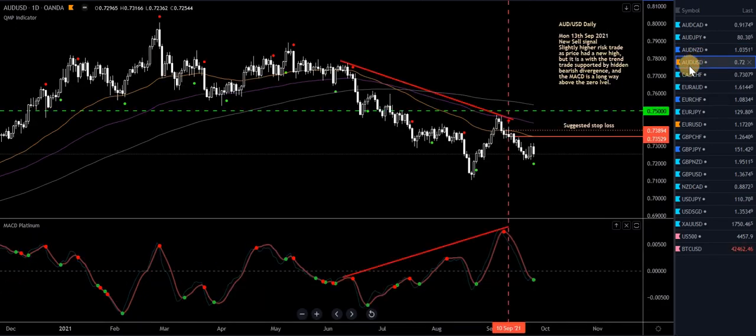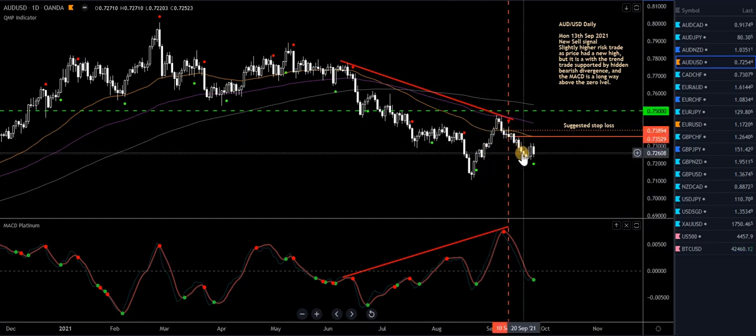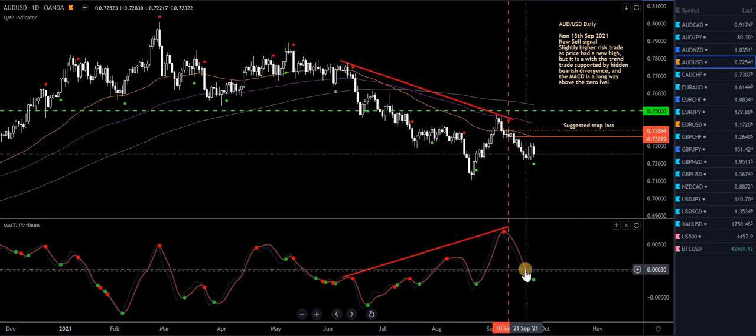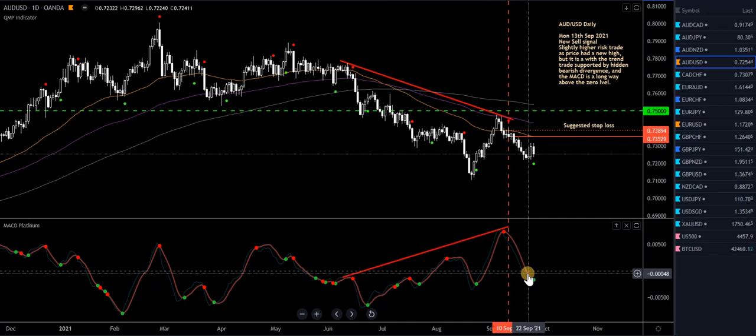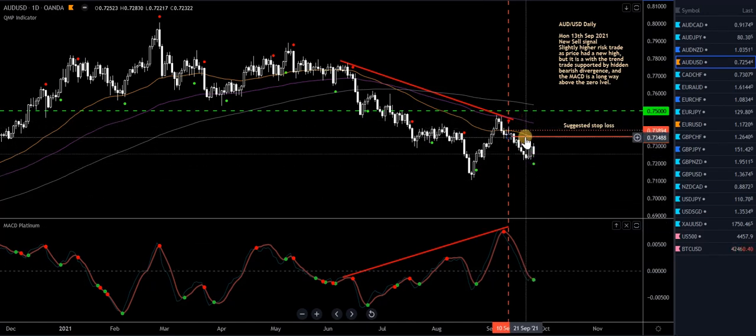AUD/USD. All right, let's have a look here. In a sell trade here, you can read the notes there. Hidden bearish divergence, as you can see. MACD Platinum's down through the zero level, and we're looking for the orange line here. So in here somewhere, close half, bring the stop in.